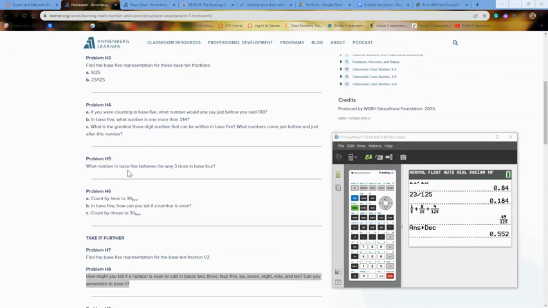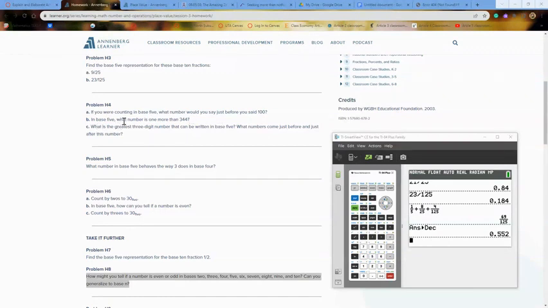Number 4. So if you're counting in base 5, what number would you say just before you said 100? So for me, skip counting, you would say 94. So 94 is what I would say right before I get to 100 because you're skip counting. You're going from 0 to 4 every time: 0 to 4, 10 to 14, 20 to 24. So the number you would previously say before you get to 100 would be 94.